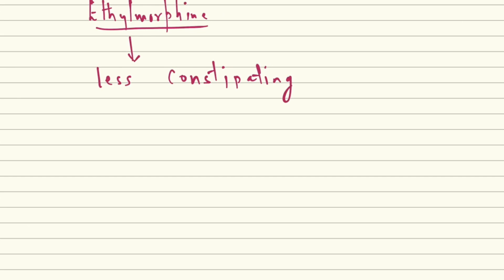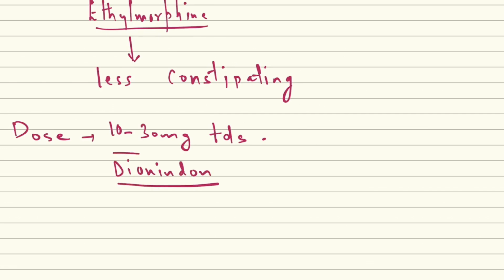It is less constipating, and its dose is 10 to 30 mg given thrice daily, TDS dose. This is the dose of ethyl morphine. And it also comes in tablet form, its brand name is Deonindon, and it comes as a 16 mg tablet. This is ethyl morphine. Now we'll talk about another drug, pholcodine.